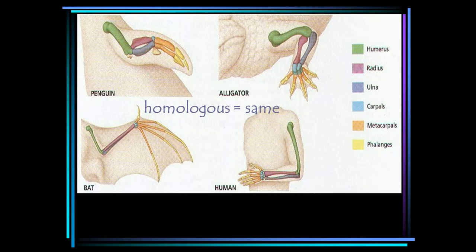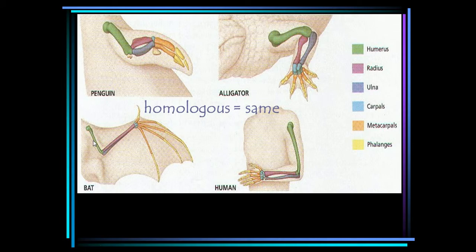This is morphology again. Homologous, meaning the same. So if you look at the penguin, the alligator, the bat, and the human, you can see that the color-coded bones within each structure, these would be similar things. So the green in each organism is the humerus. You can see that all 4 organisms, though we know they're very different, have a humerus.